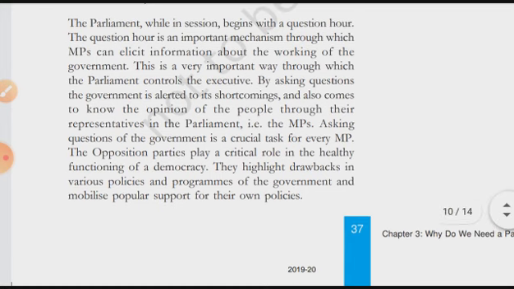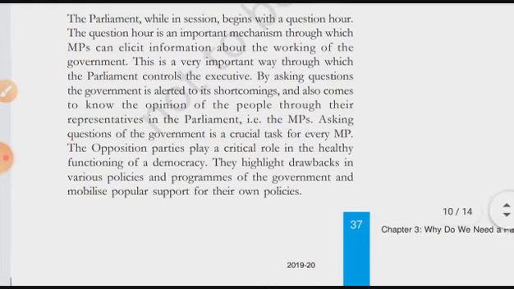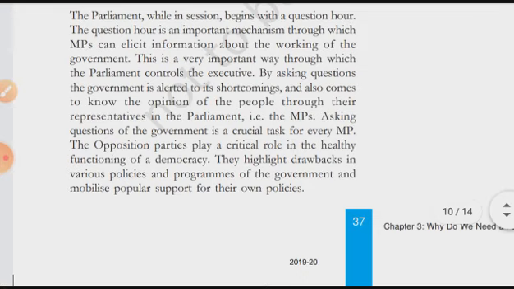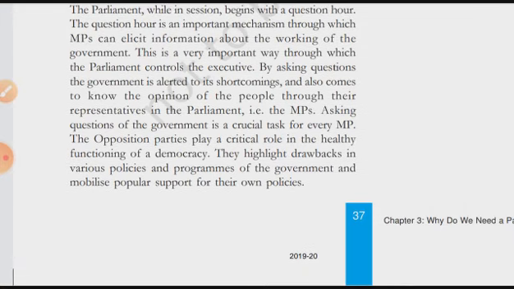By asking questions, the government is alerted to its shortcomings and also comes to know the opinion of the people through their representatives in the parliament, that is the MPs. When MPs ask questions to the government, mainly to the ruling party, the government comes to know about its shortcomings, whatever the negative points are, and also the opinion of the people, what the people want, because they have elected their representatives for the national level government.